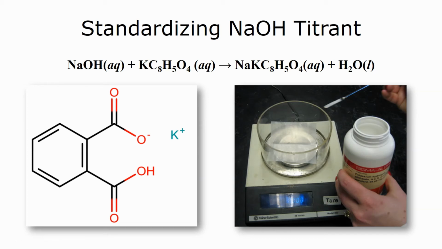Potassium hydrogen phthalate is preferred because this is a solid and it can be weighed out to a very high precision. KHP also is extremely stable. It does not degrade over time, and it does not absorb moisture.